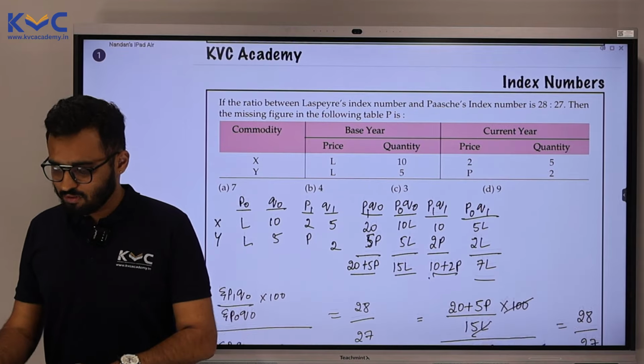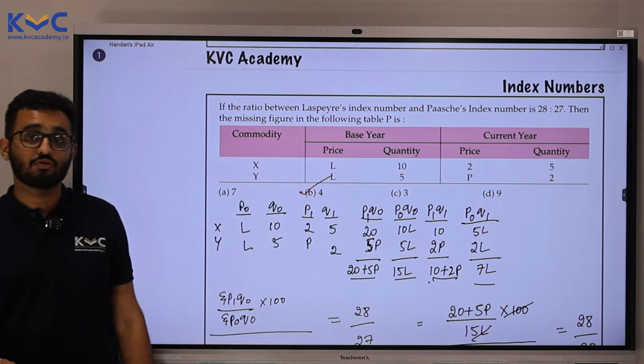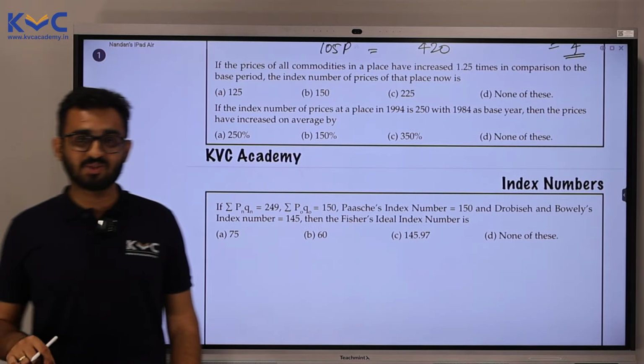So the answer is 4. Do we have 4 as an option? Definitely yes, option B, 4. Did you understand? A crazy question. First MCQ itself is a bouncer, right?